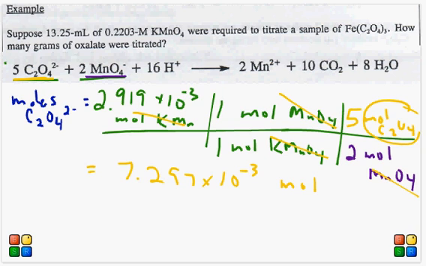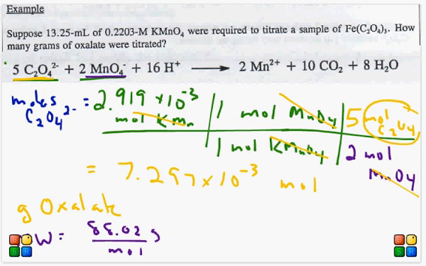Now, you want to get your grams of oxalate, and to do that you multiply by the molecular weight of oxalate. The molecular weight is equal to 88.02 grams per mole. So we're going to take that previously solved value, 7.297 times 10 to the negative third moles.